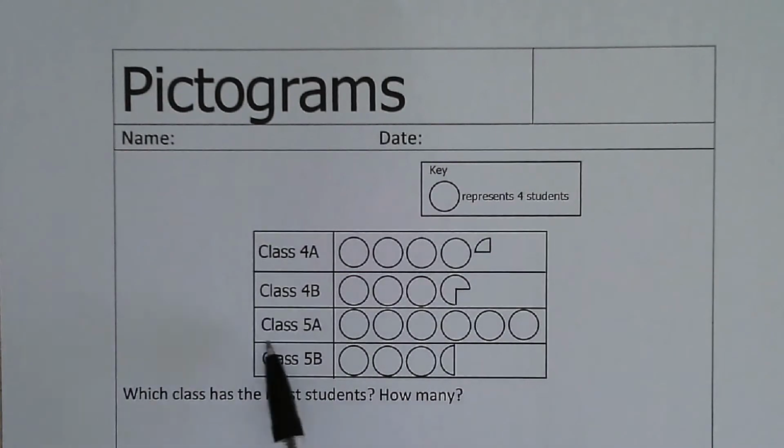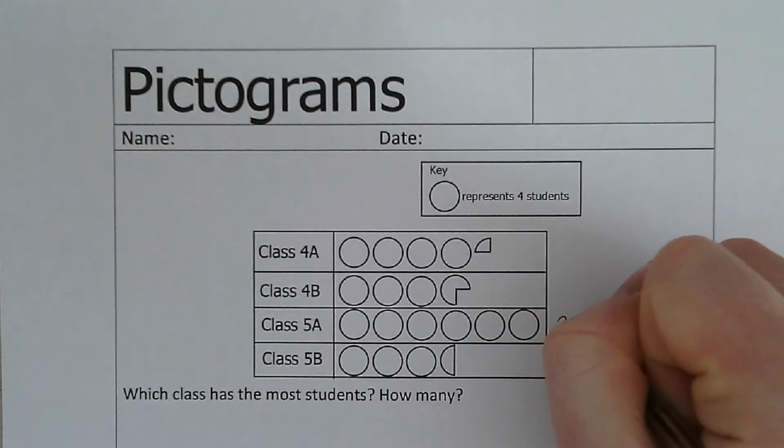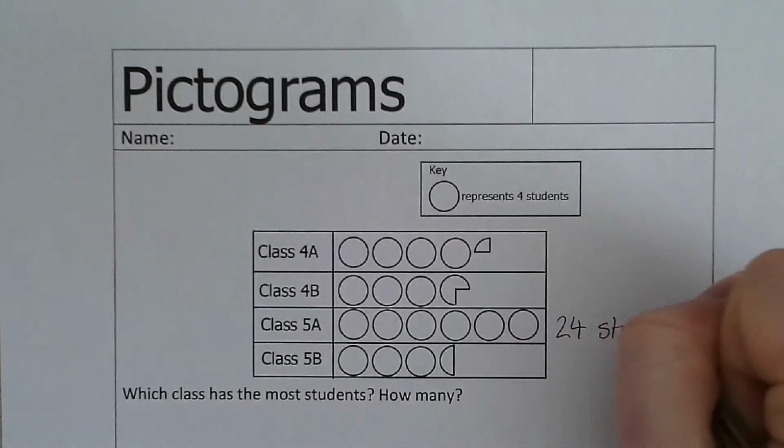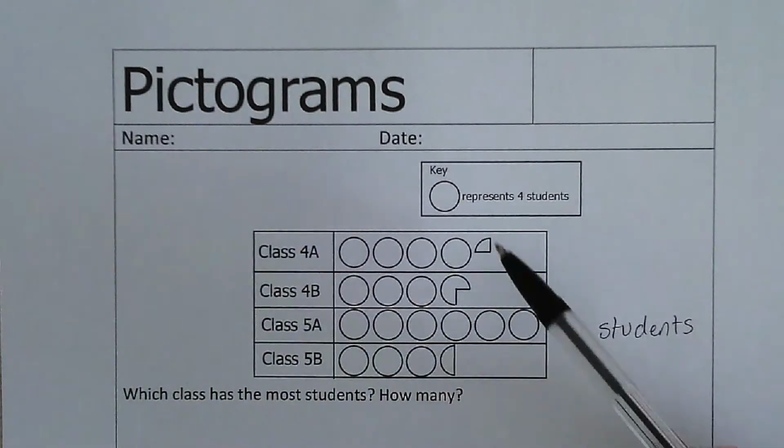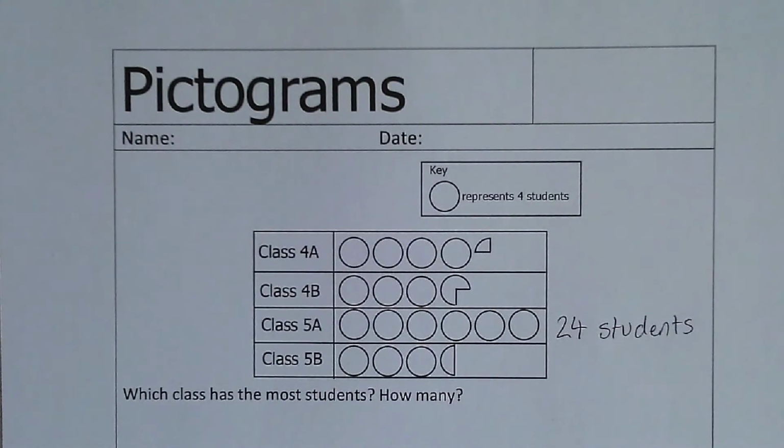So if we have a look at class 5A, each circle here represents 4 students. Because there are 6 complete circles in total, we can do 4 times 6, and that tells us that there are 24 students in class 5A. For the other classes, we have parts of the circle. For class 5B, we have half a circle.